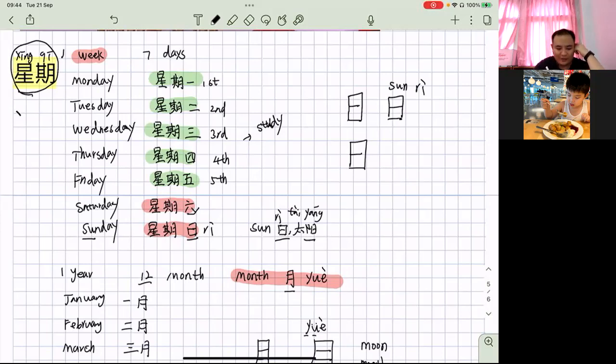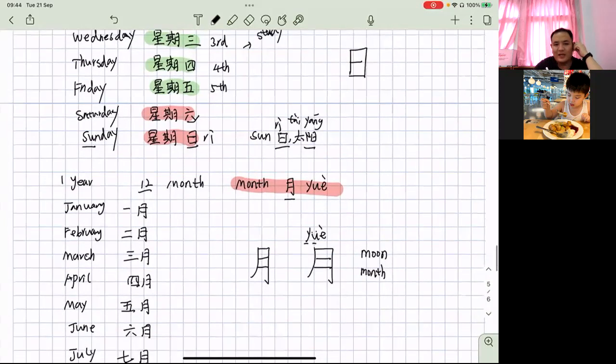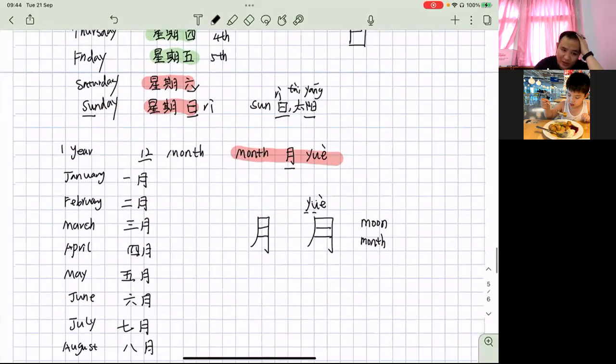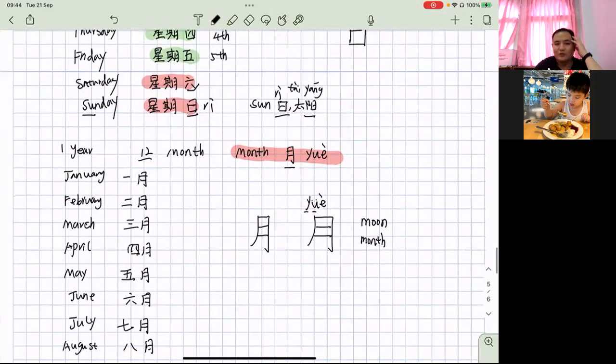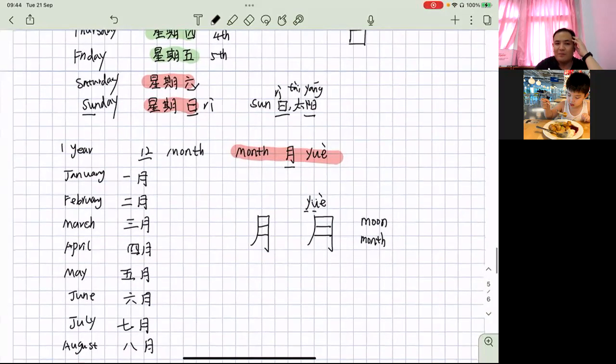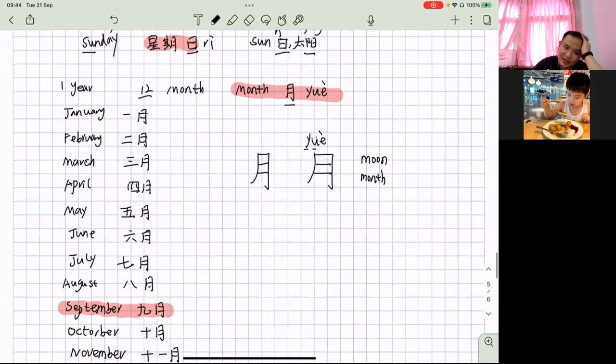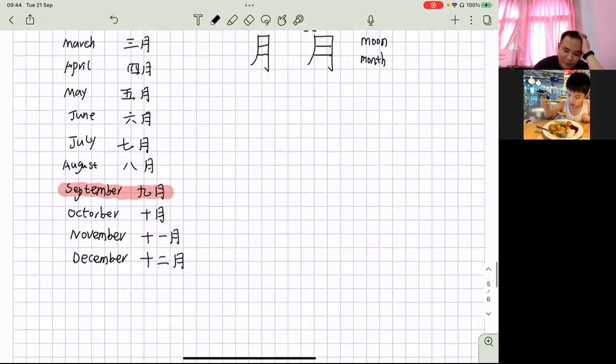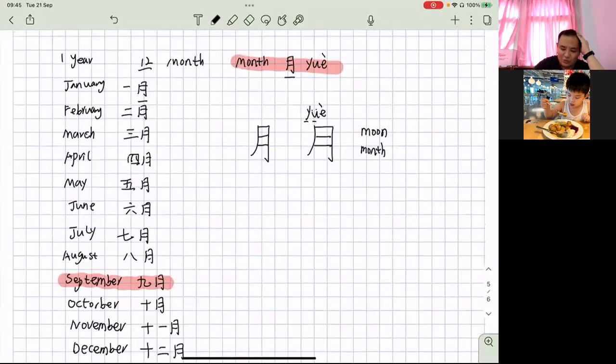Okay, this one. Now the second topic is 1 year has 12 months. I think for English, it's also very hard for you to know how to spell from January to December. But for Chinese, it's very easy, right? Very easy. Now we just count 1, 2, 3, 4, 5, 6, 7, 8, 9, 10, 11, 12. Okay, only put the months. 月, 月 stands for moon or months. Okay, months or moon. Now in Chinese, it's 月.